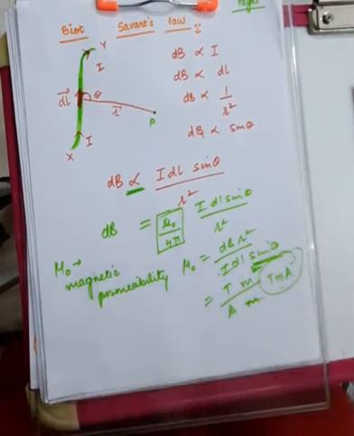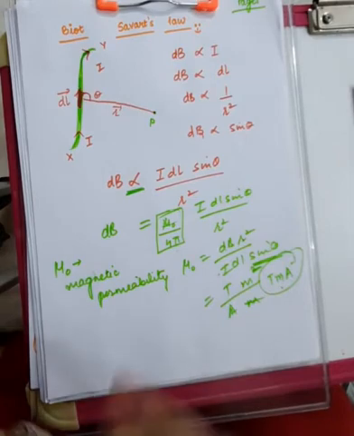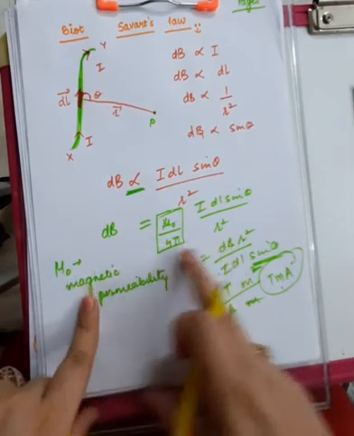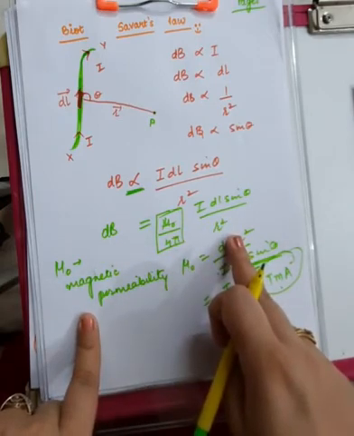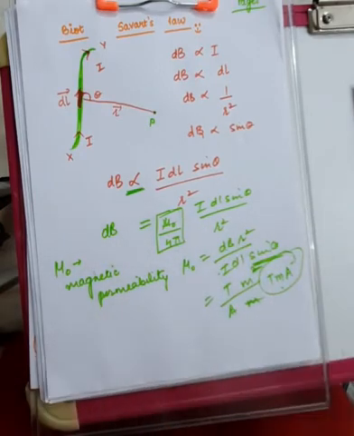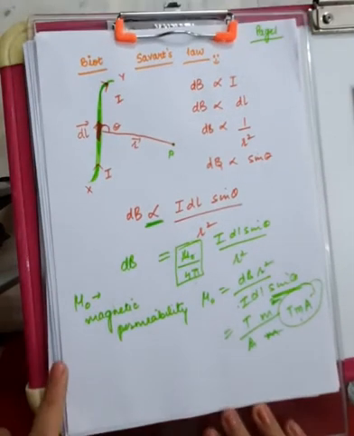These are the units of mu naught, and this is magnetic permeability. But so far this is only the magnitude of dB. So you need to find out the direction also. So just talk about the direction.